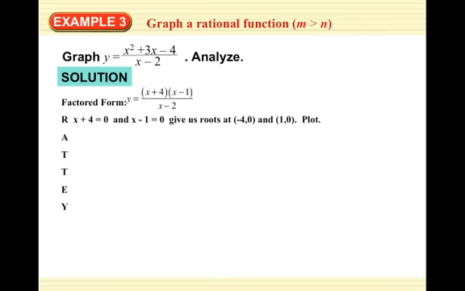Now, A is for asymptotes, and here that means vertical asymptotes. We started at the top, now we go to the bottom. x - 2 = 0 gives us a vertical asymptote at x = 2. Go ahead and dash that in. So you're going to have a nice little dashed vertical line at x = 2.